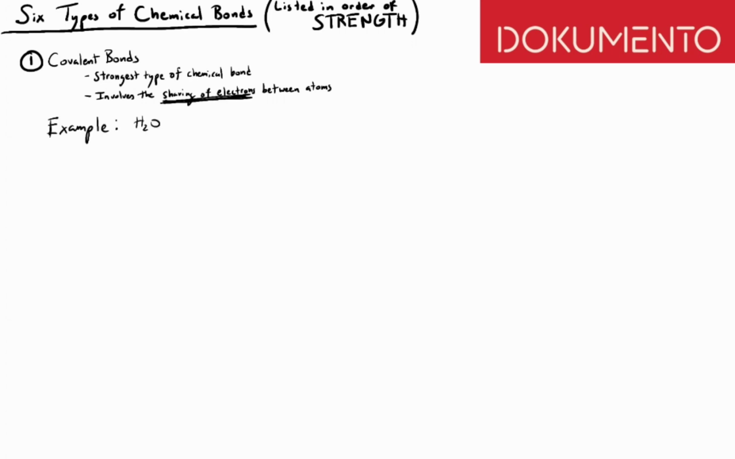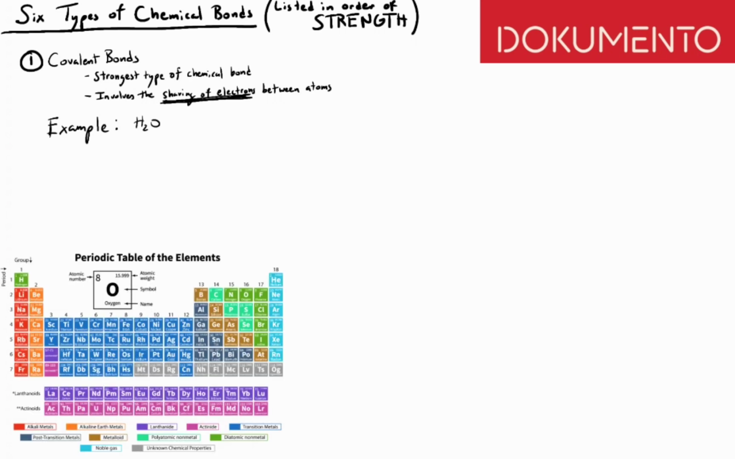An example, and this, especially for AP biology students, is one of the most important examples, is in water. So in water molecules, you have a hydrogen atom that is covalently bonded to an oxygen atom. So let's pull up our periodic table. We can see that our oxygen is 2 away from being a noble gas, so that means it has 6 electrons in its outer Lewis structure. Our hydrogen atom only has 1.